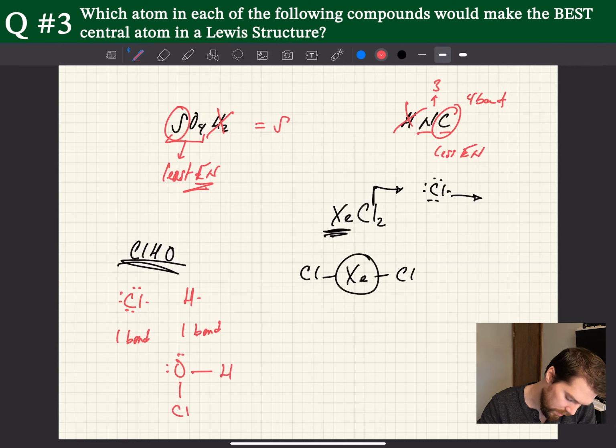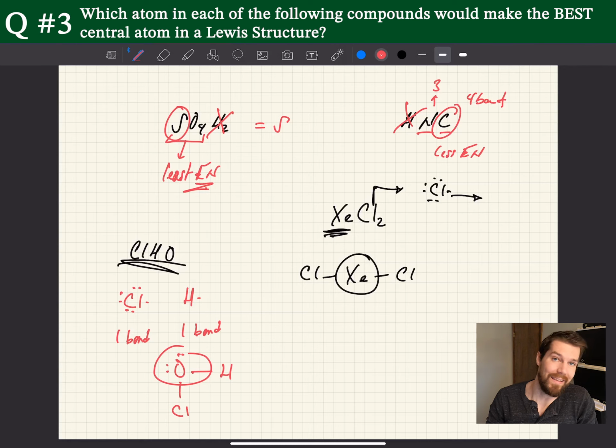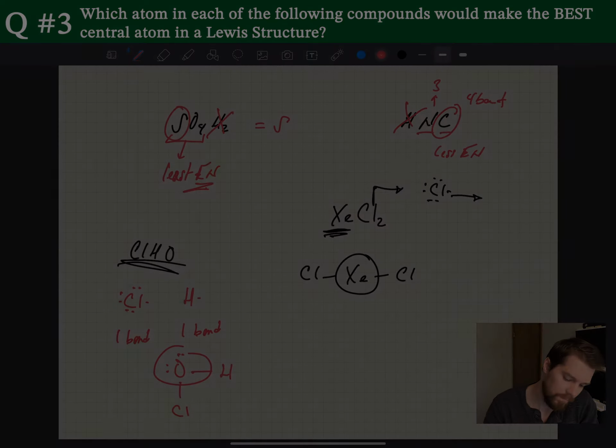Well, perfect. I got 2 things that want 1 bond, 1 thing that wants 2 bonds. So there we go. What's our central atom? It's going to be the oxygen there. So it is not the least electronegative atom in here. It's the one that makes the most sense based on its electronic structure. All right, so that's question 3.